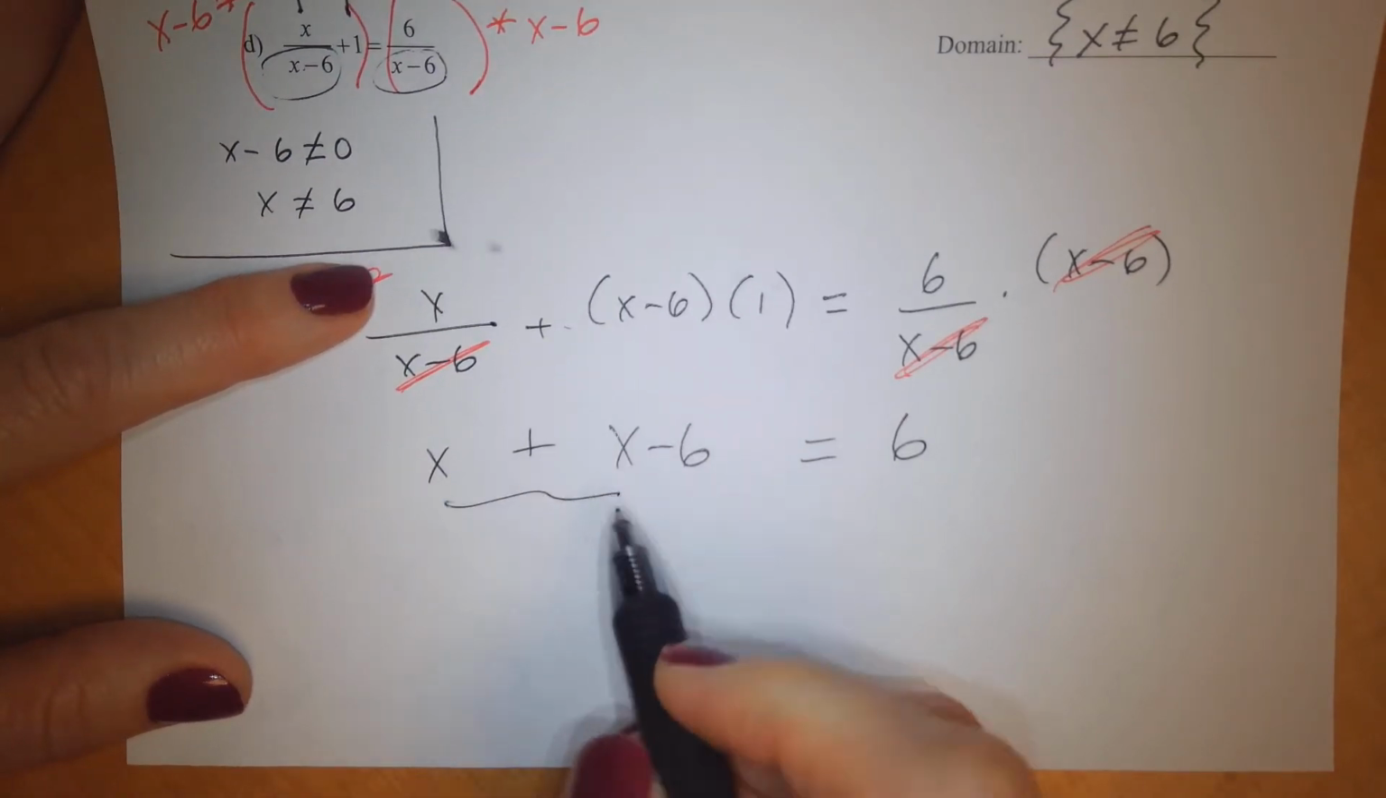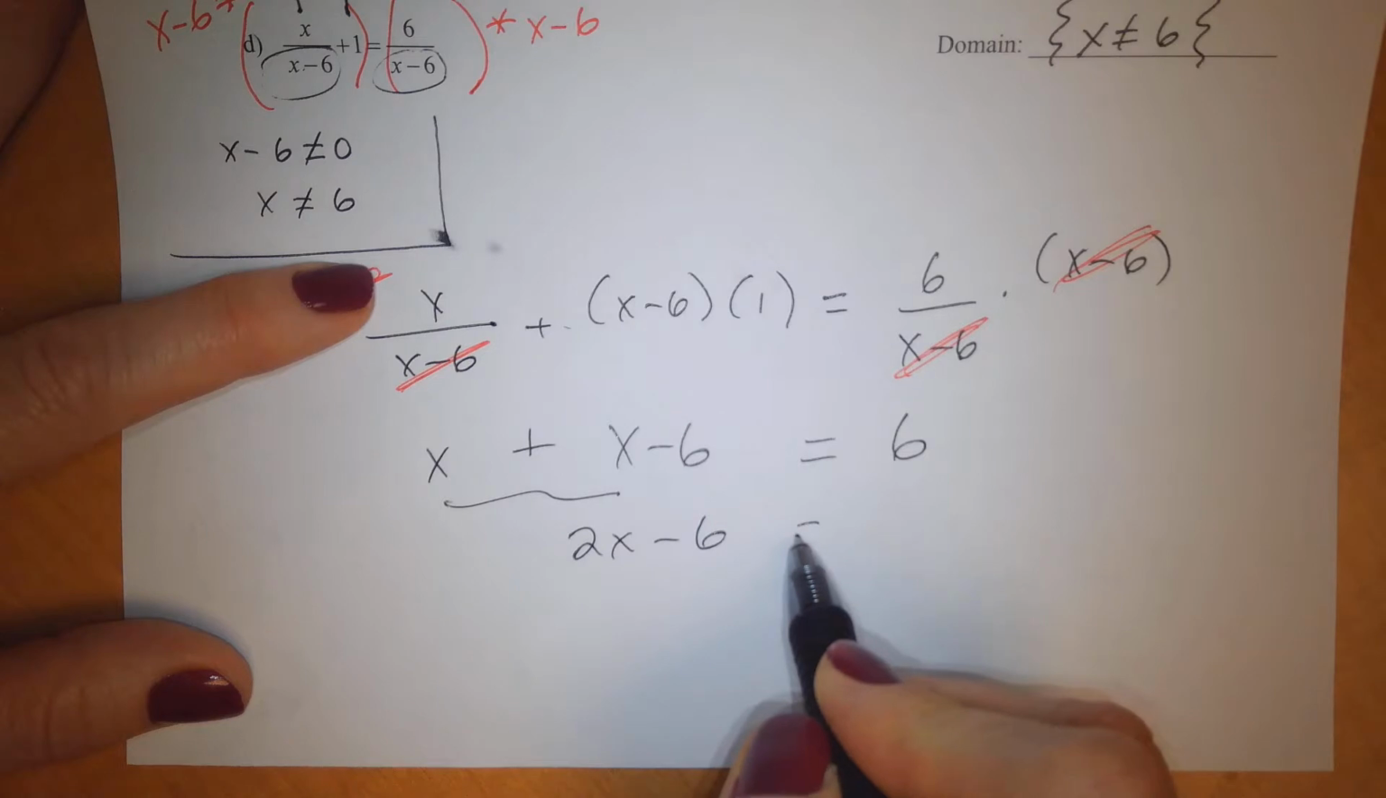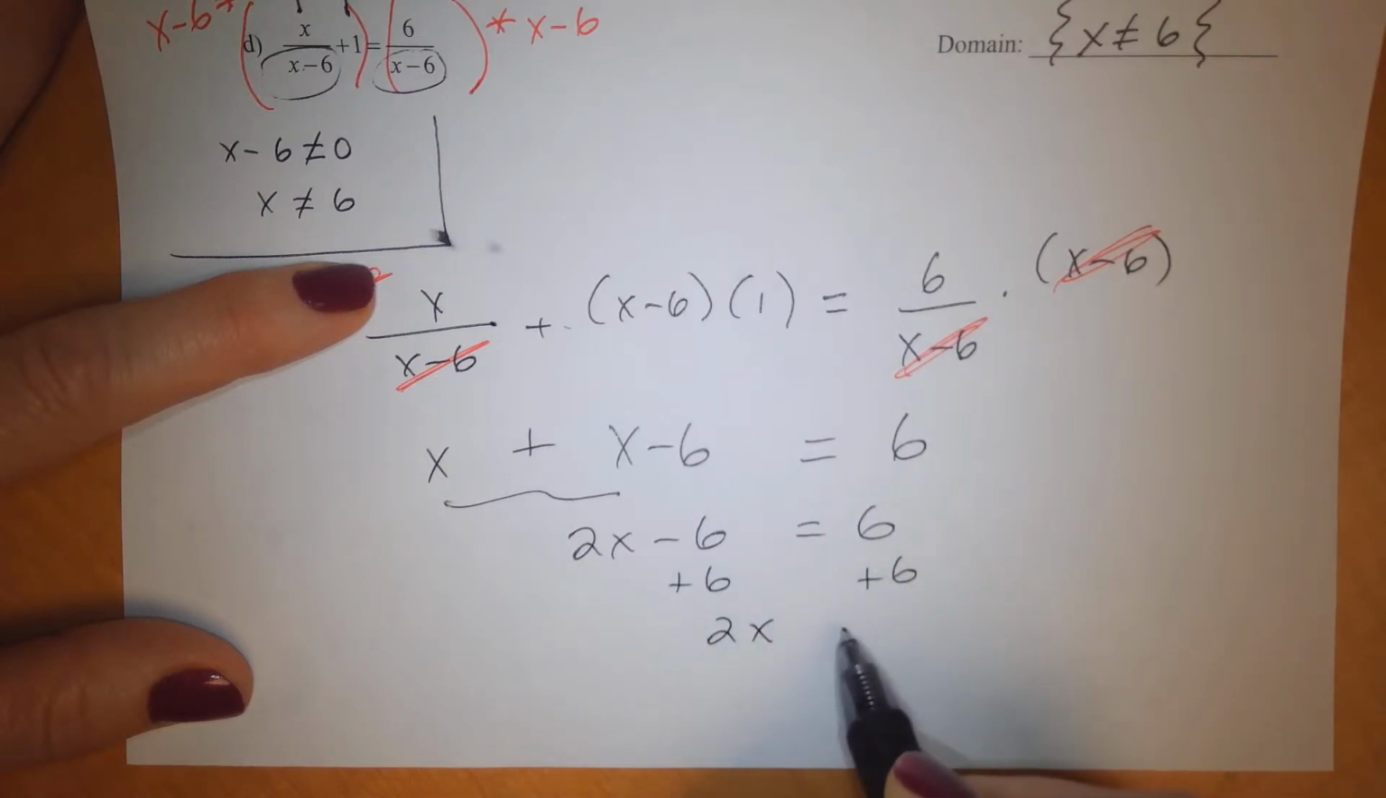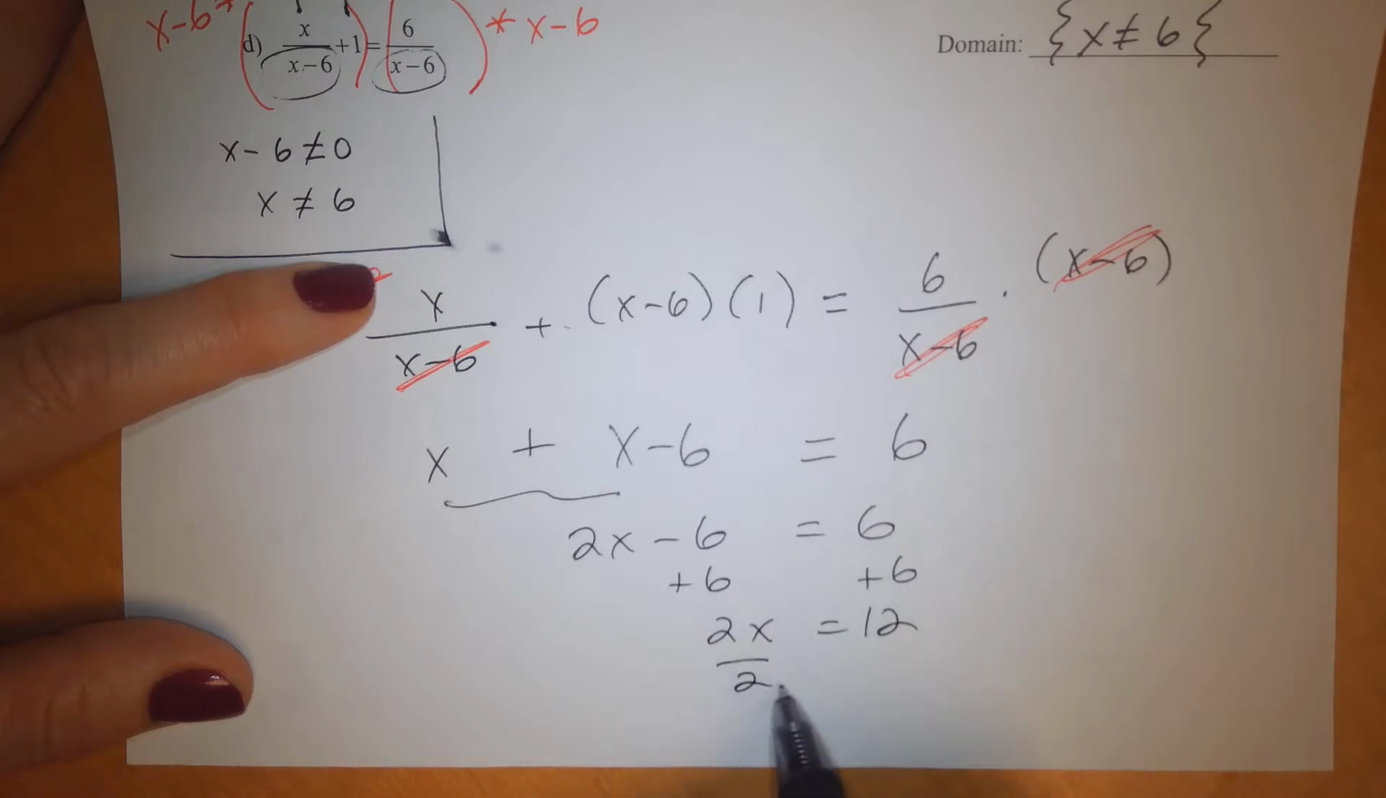So let's combine like terms. So we have 2x minus 6 equals 6. Get the constants to one side. Divide out the coefficient. And you have x equals 6.